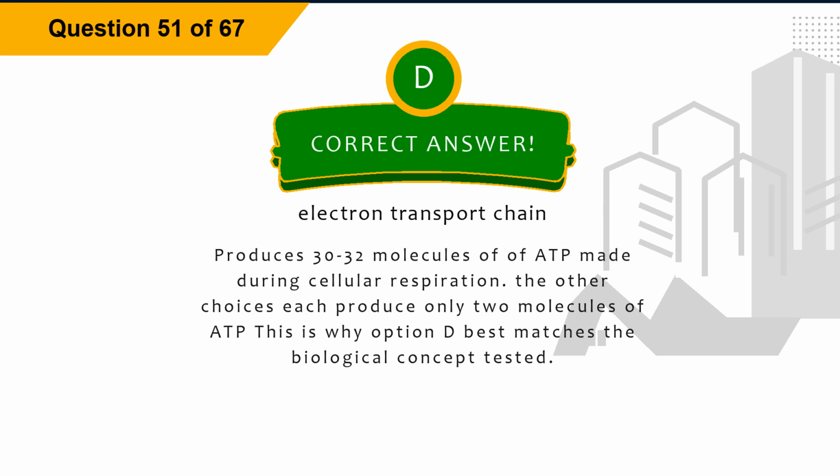Explanation: the electron transport chain produces 30 to 32 of the molecules of ATP made during cellular respiration. The other choices each produce only 2 molecules of ATP. This is why option D best matches the biological concept tested.